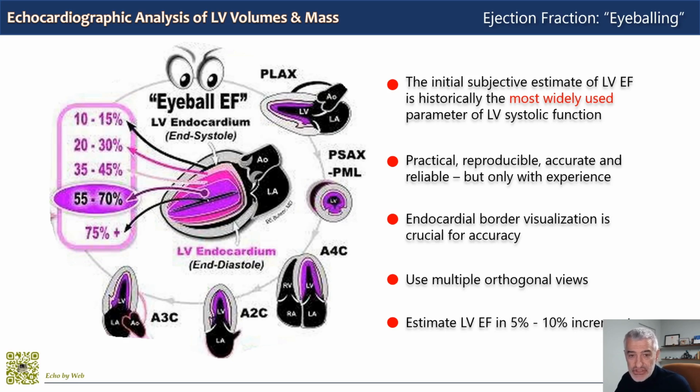It has also been published. It is practical, has been demonstrated in the literature to be accurate and reliable, but necessitates, of course, I think, a lot of experience. It is essential to have good quality 2D imaging where you can see the endocardium very well and be able to evaluate, as I said, multiple orthogonal views. So I think not only apical but also the short axis. I personally don't use this method. I prefer to have a specific number and measure the planimetries. I think it is more accurate, but this is just my opinion.